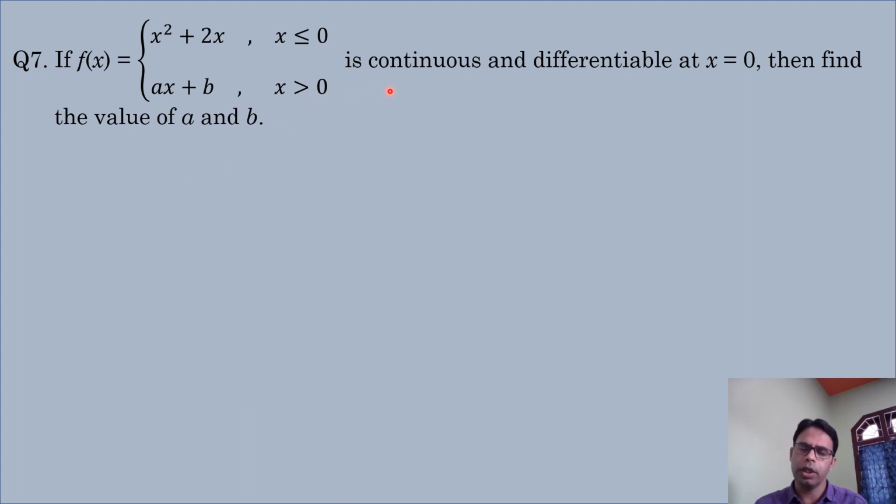So since it is continuous, the left hand limit is equal to the right hand limit. So there will be one equation involving a and b. And similarly, it is also differentiable at x equal to 0. Therefore, L f'(0) is equal to R f'(0), and there will also be another equation. Using these two equations, you can find the values of a and b. Okay, so a very simple question.